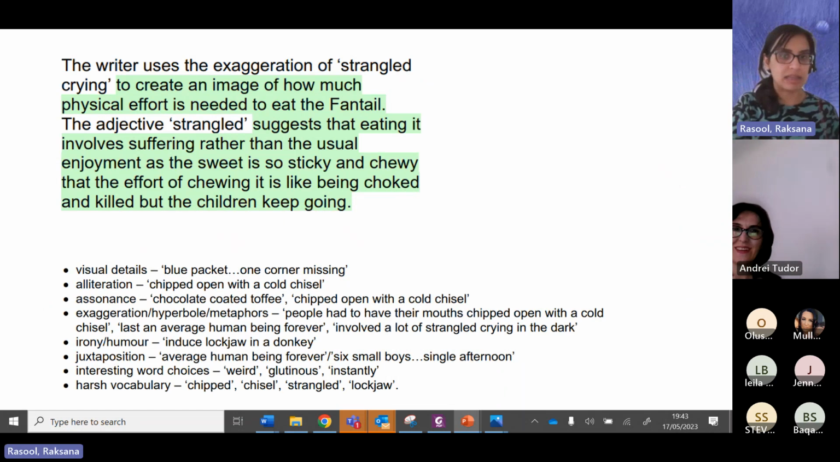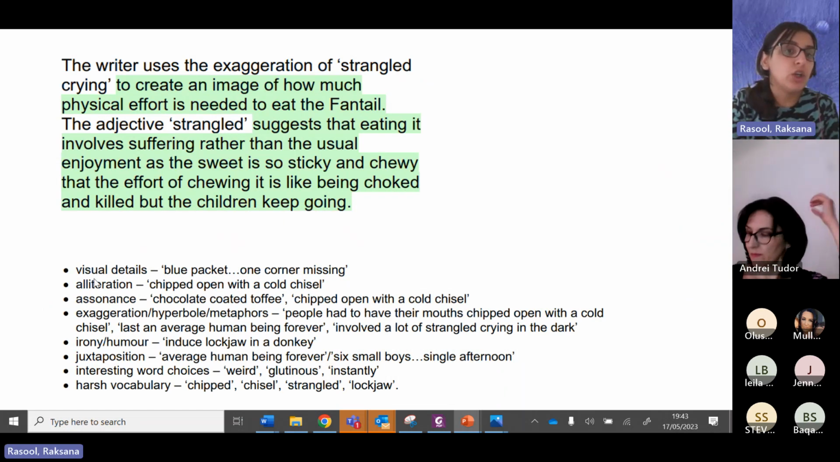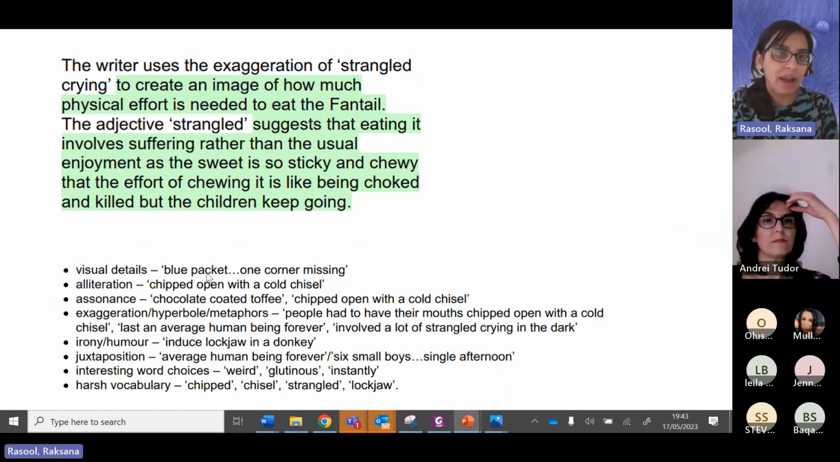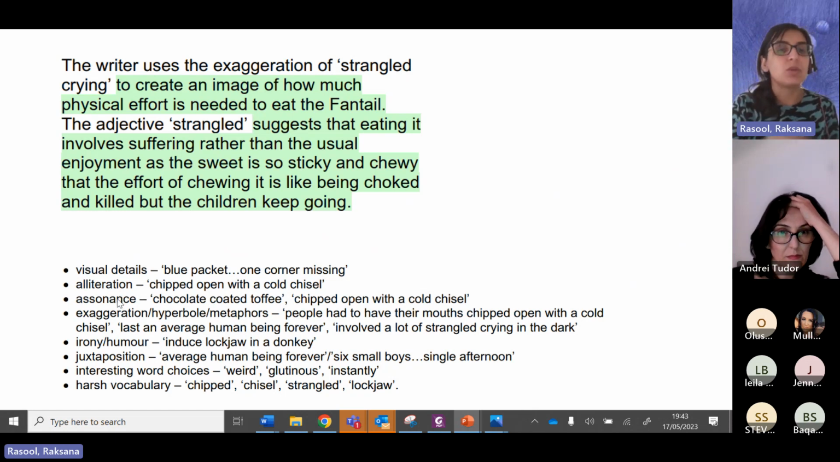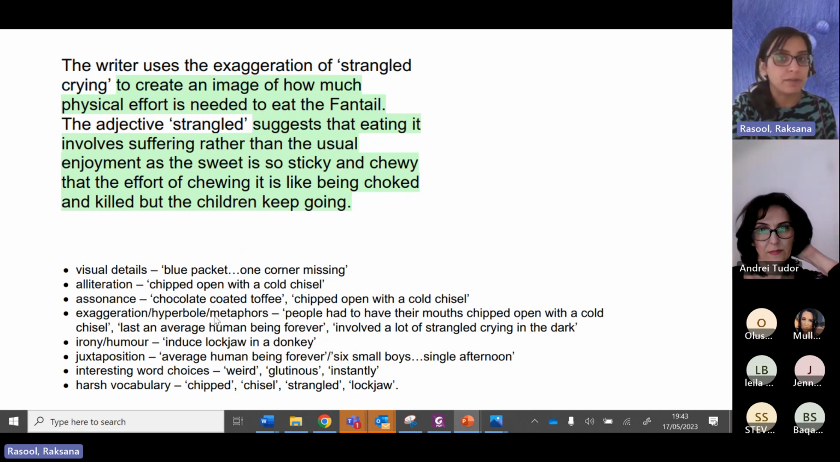And here are some examples that you could do. You could talk about the allure from the visual details, like the blue packet with one corner missing, alliteration, chipped open, the assonance, which is the repetition of the C sound, chocolate coated toffee, chipped open with a cold chisel, but that's alliteration as well. The exaggeration, which is also known as hyperbole, the metaphors: people had to have their mouths chipped open, last an average human being forever, involved a lot of strangled crying.